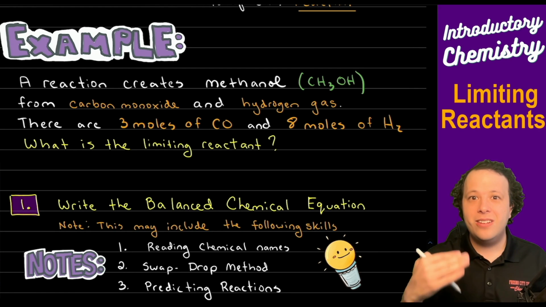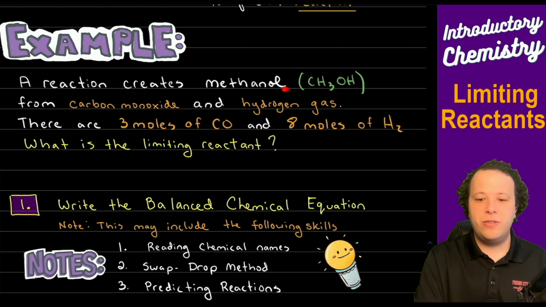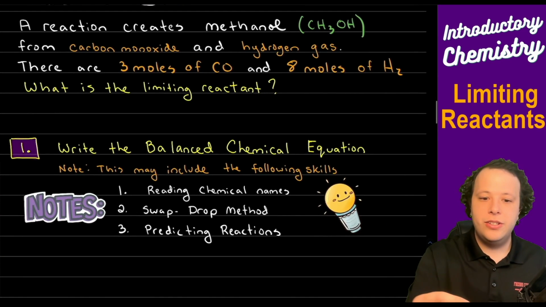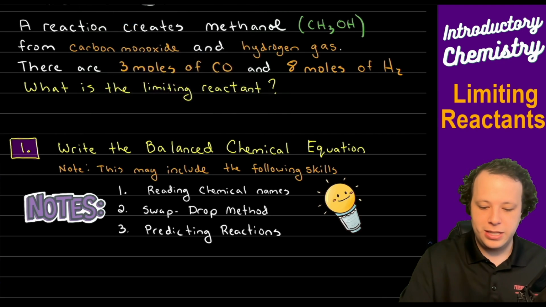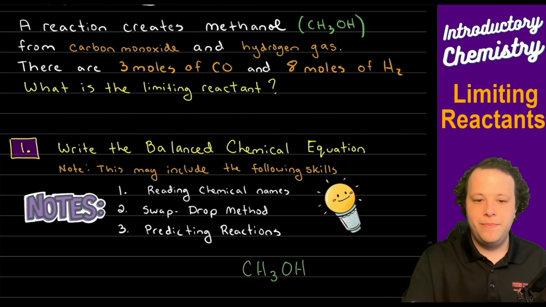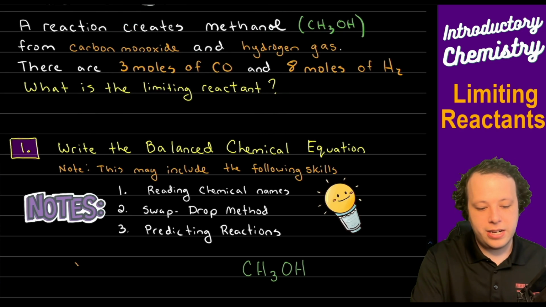Now, this particular chemical equation is mentioned in the problem. It's telling us that we are creating methanol as a result. When we are making methanol, that tells you that is your product. So let's write that out. Our product in this case is going to be methanol, CH3OH, and it's being created with carbon monoxide and H2.